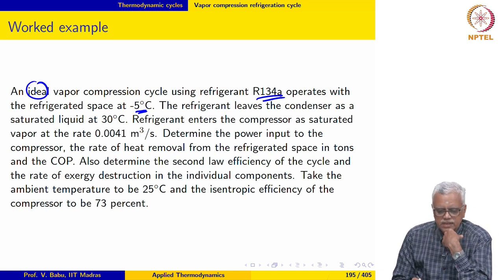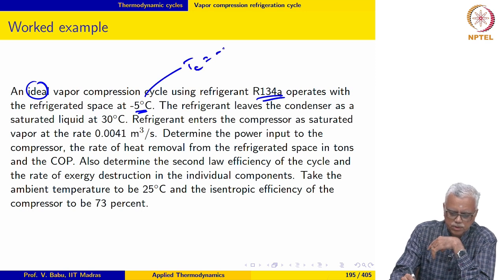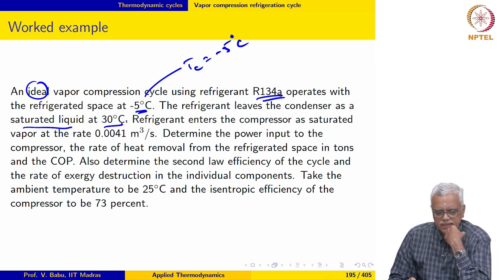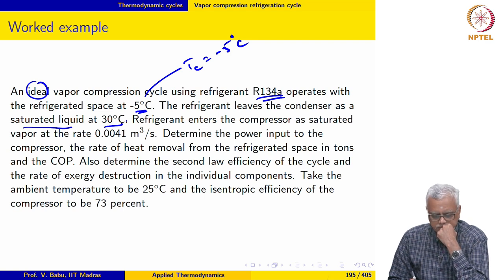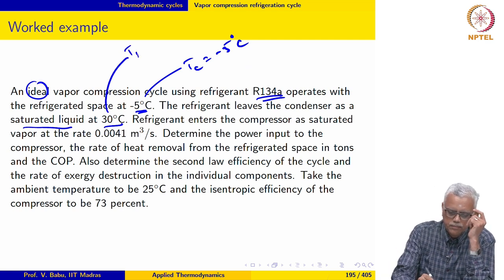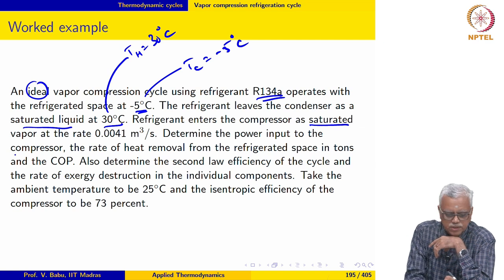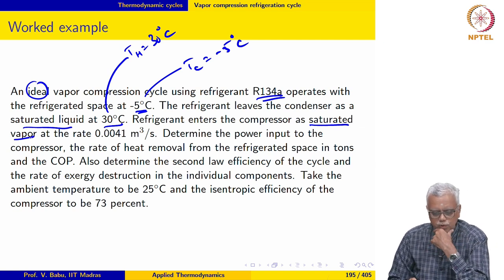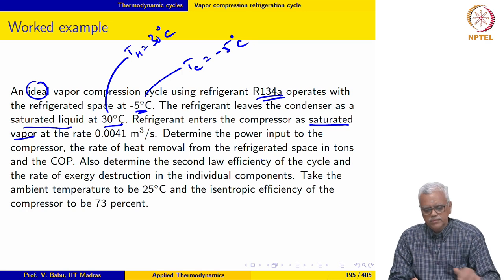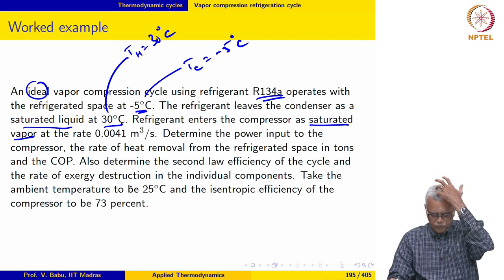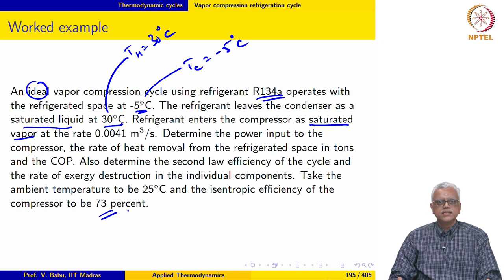Temperature of the refrigerator space is minus 5 degrees Celsius. So, that means TC is equal to minus 5 degrees Celsius. The refrigerant leaves the condenser as a saturated liquid at 30 degrees Celsius. So, that means TH is equal to 30 degrees Celsius. Refrigerant enters the compressor as saturated vapor at the rate of 0.0041 meter cube per second. We are asked to determine the power input, rate of heat removal and COP, as well as the second law efficiency and rate of exergy destruction in the individual components. The isentropic efficiency of the compressor is given to be 73%.